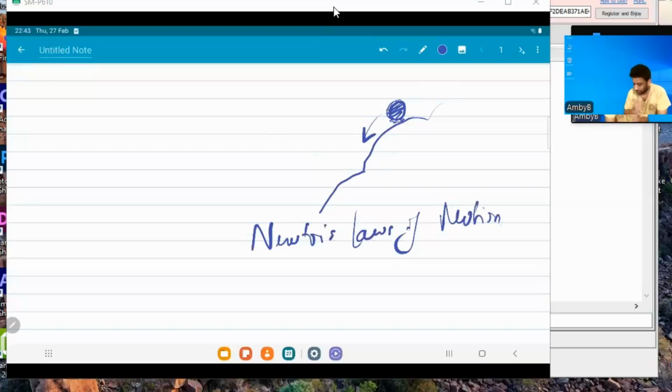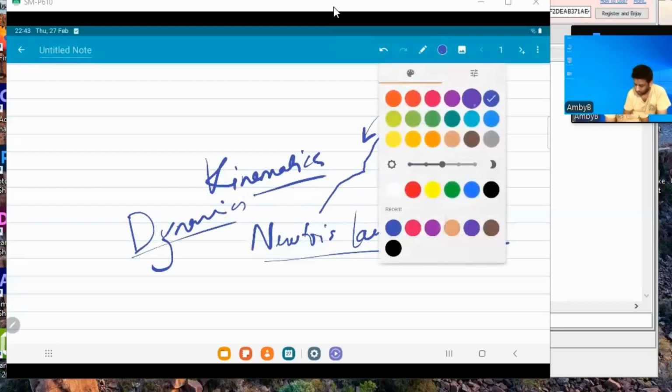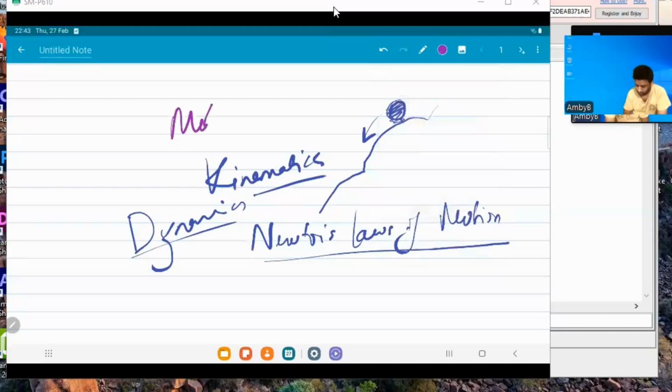firstly, why do we need Newton's laws of motion? For that, you have to understand what kinematics is first, and there is a subject called dynamics. So when you are studying motion, this is motion: kinematics and dynamics. Now kinematics is how the motion behaves. It's the geometry of the motion.